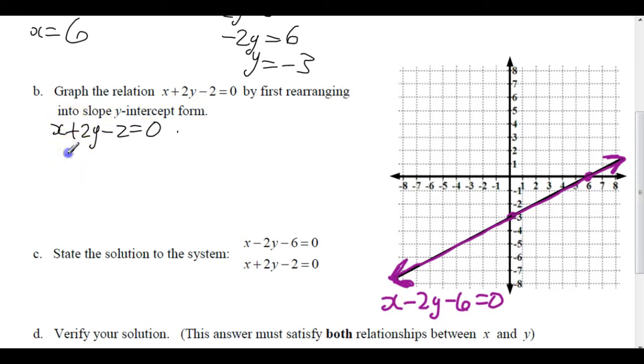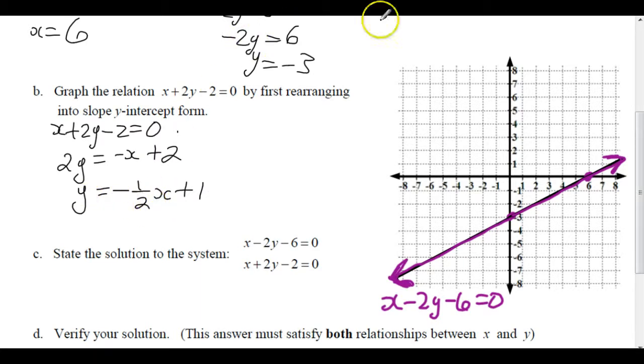My y is positive, so I'm going to move everything else over. The x will become negative x, minus 2 becomes plus 2. Divide through by 2, get negative 1/2 x. Make the slope explicit, right? And 2 divided by 2 is 1. So we have y equals negative 1/2 x plus 1.